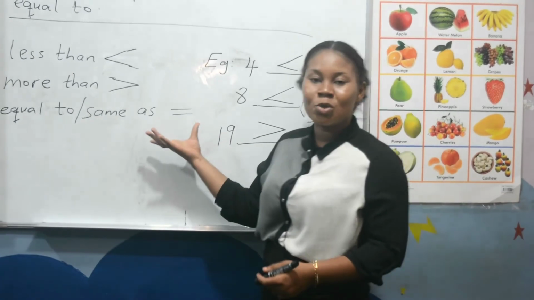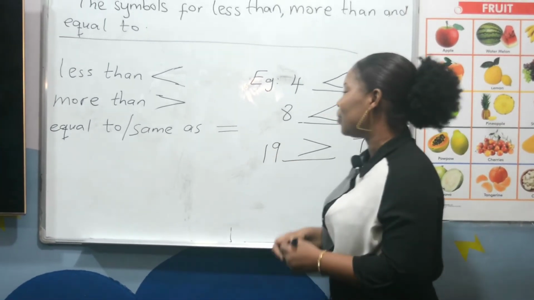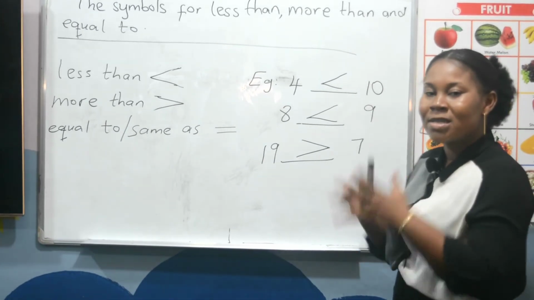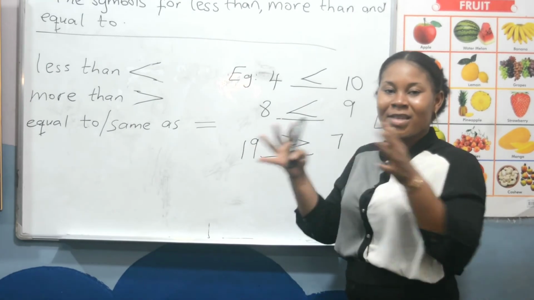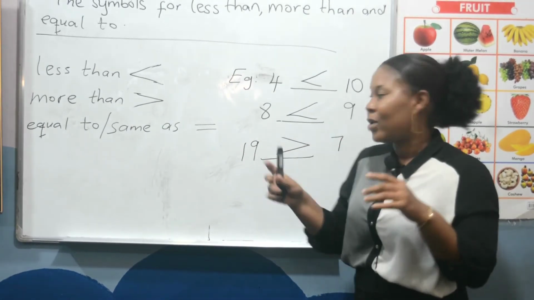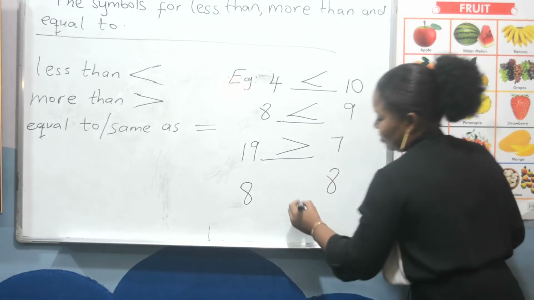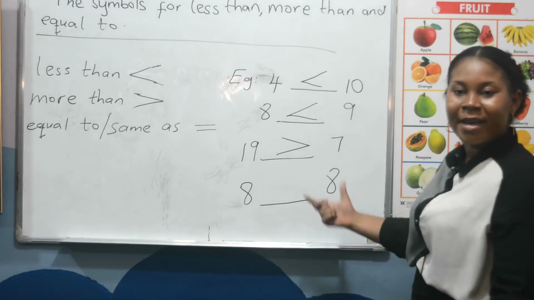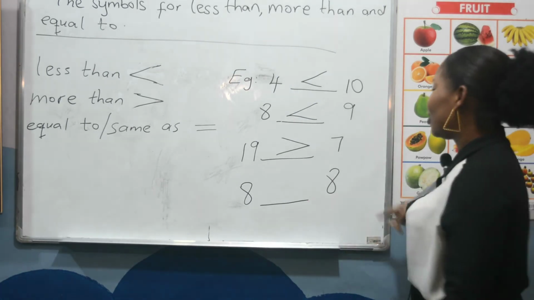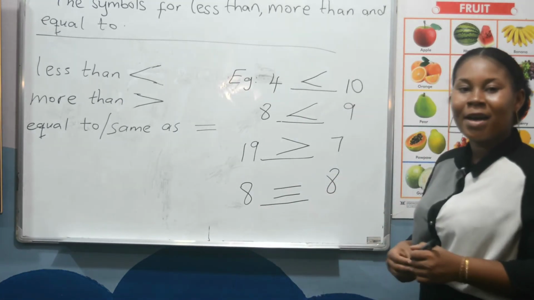And now let's move on to our last sign, which is the same as or equal to. When you say something is the same, it means they are equal. When we share it, each and every one will get 1. So like 8 people sharing 8 oranges, each one will get 1 orange. So we put the sign equal to or same as.